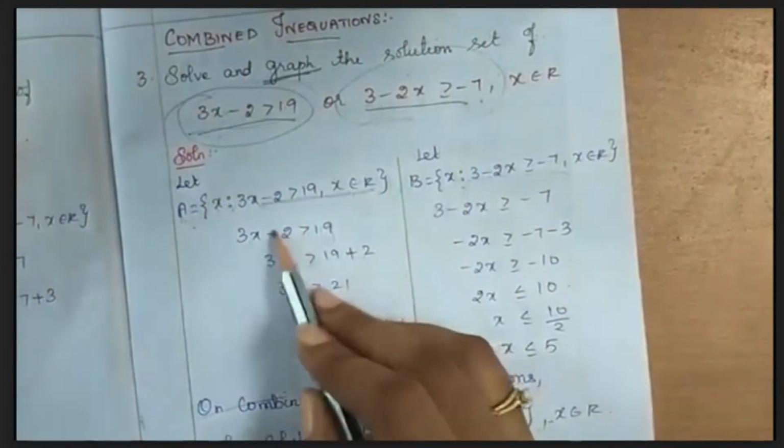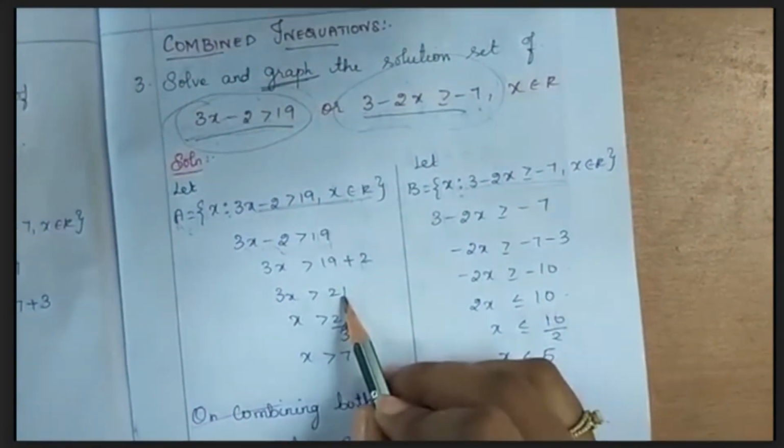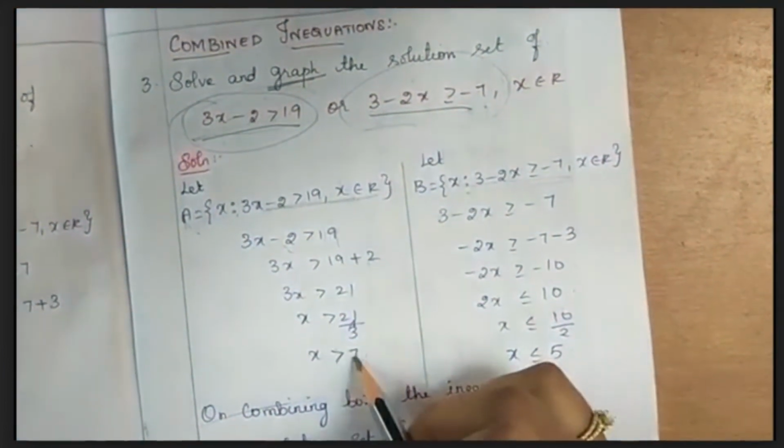Now what will happen? Bring this 2 to the next side, it will become plus 2. So 19 plus 2 is 21. So x is greater than 7.